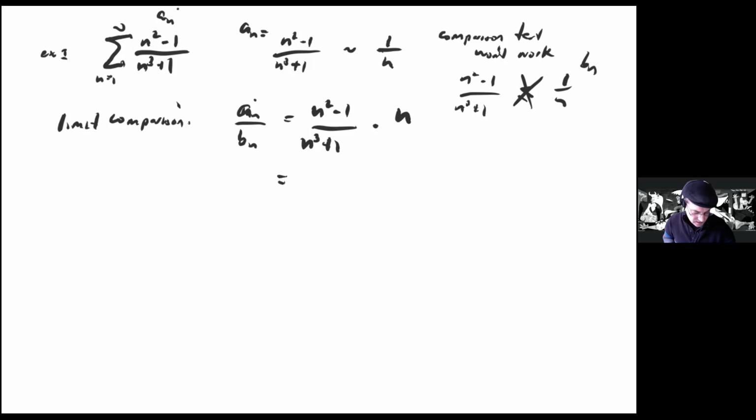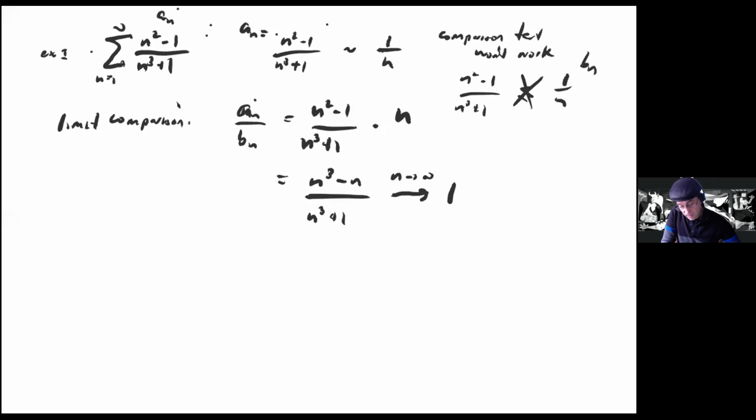So what do we get? This is the same thing as n cubed minus n over n cubed plus 1. And this will tend to 1 as n goes to infinity. Well, that tells us that the test is inconclusive. Okay, so that's not going to be so good. What other options are there?